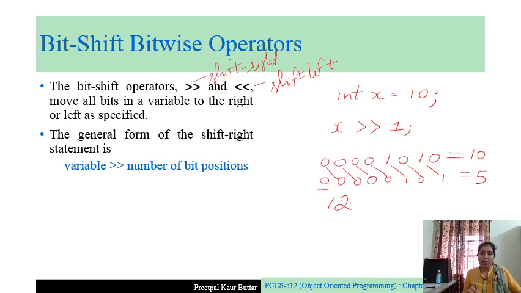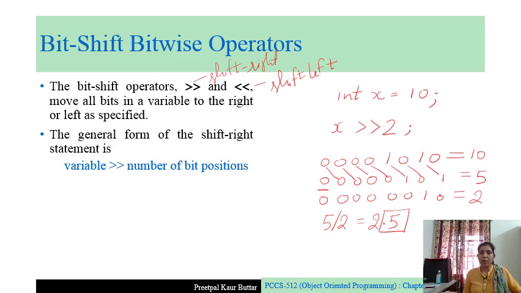And if instead of 1 we write 2 here, then this shifting will be performed twice. Once we have already done it, if we do it twice, then what will happen? 00000010. So the result is 2. Again 5 has been divided by 2. Although the result is 2.5, we ignore the part after the decimal point. So the answer is 2.